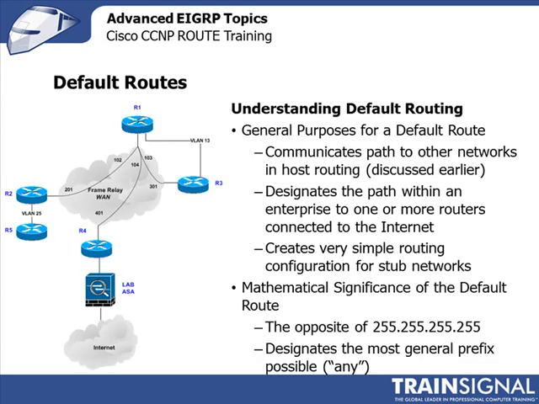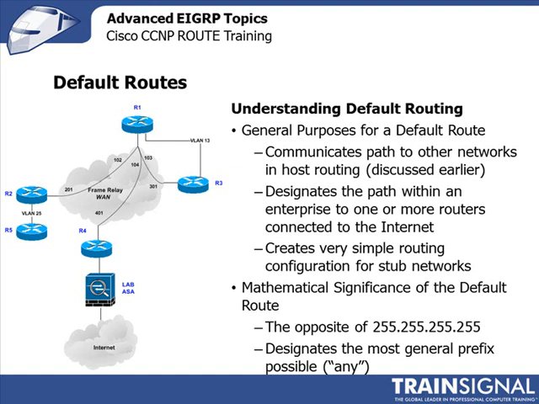So what is default routing? Why in the world would you want to do it? There are a couple of reasons. First, it communicates the path to other networks in host routing. If you remember, you just have a host machine. It will either send to devices on its own network or it'll send it to the default gateway. That's essentially the same thing as having a default route. If you do the route print command from your command line, you'll see the default route. So it communicates the path to other networks in a host routing environment.